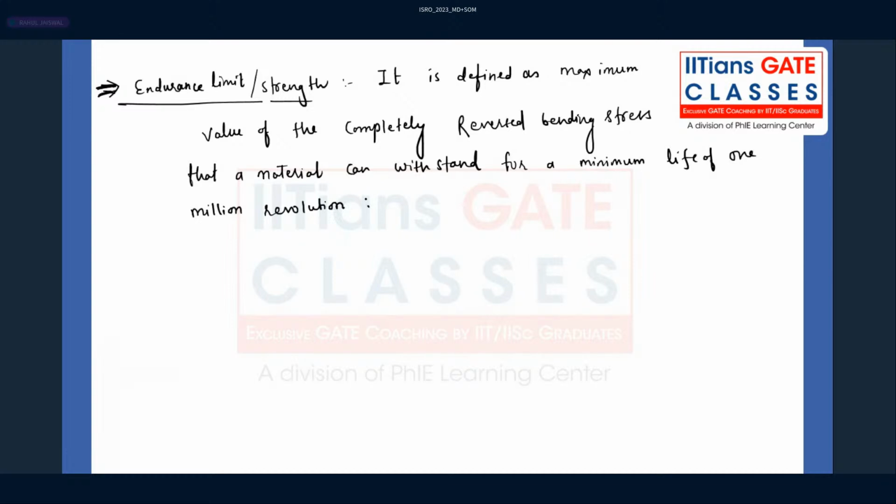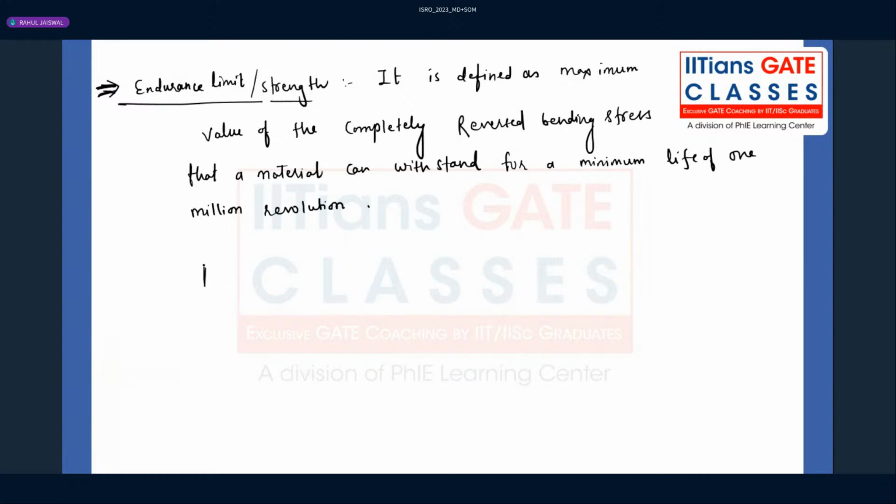At least, when we say the minimum value, or what is the maximum value of the bending stress that a material can withstand to complete at least an infinite number of cycles. When we say infinite number of cycles, it doesn't mean that we talk about infinite number of revolutions, right? When you take the example of a shaft, I told you about Wohler, the German engineer who conducted the experiment for determining the value of endurance strength.